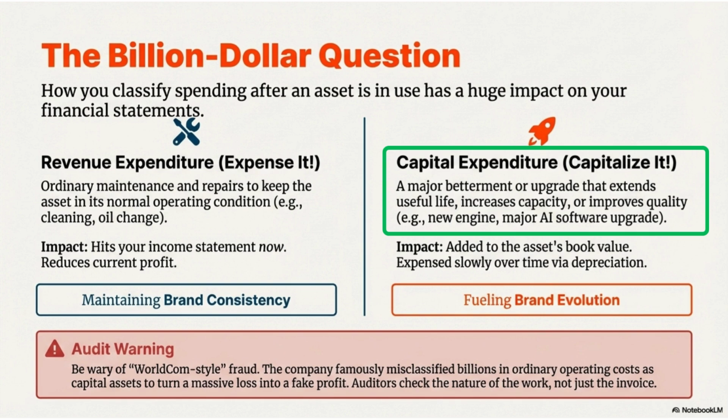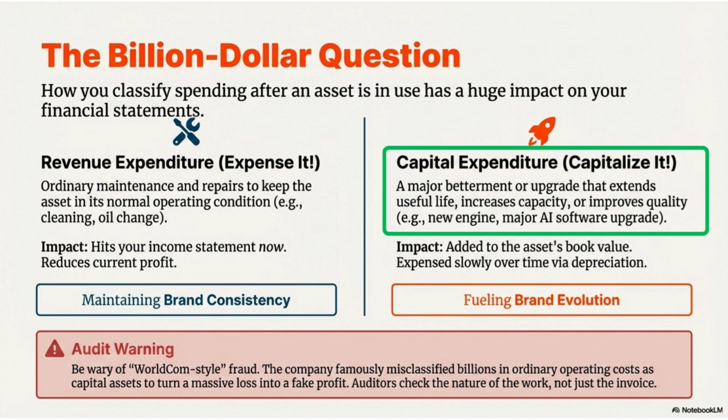The first is revenue expenditures. These are your ordinary maintenance and repairs, the things needed to keep the asset in its normal operating condition. So routine cleaning, oil changes, standard tune-ups. Exactly. And these are recorded as an expense on the current income statement. They immediately reduce your profit. Like our Adidas example, routine repairs are just expensed as they happen. It's all about maintaining brand consistency.